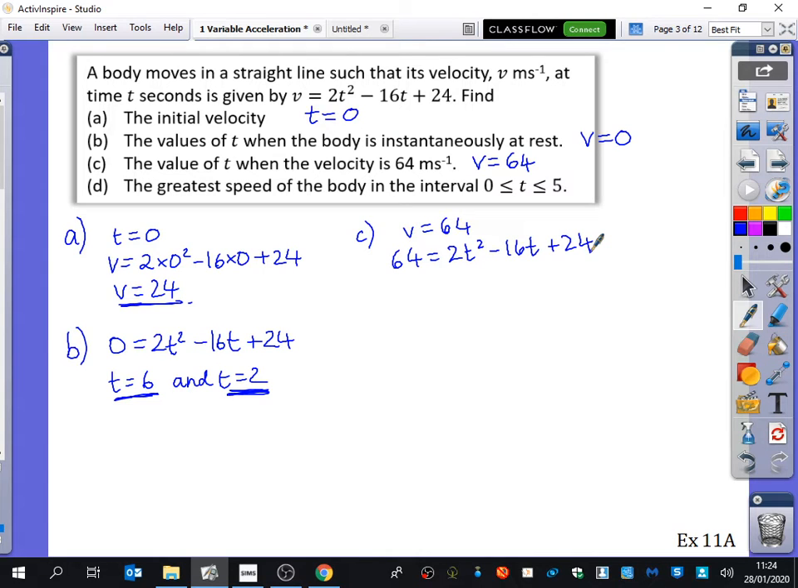What do I need to do? Make it equal 0. And then you can either use a calculator or we can factorize. I'm going to factorize if I can. Yep. What does it factorize to, anyone? Okay.